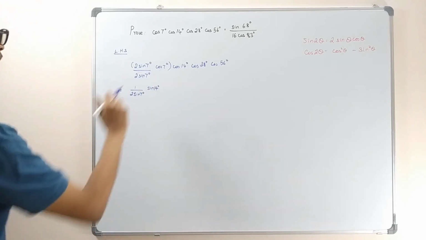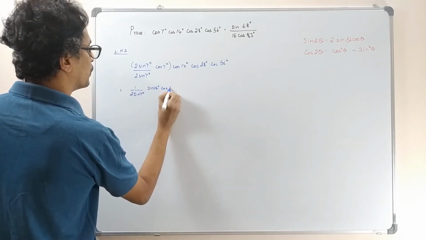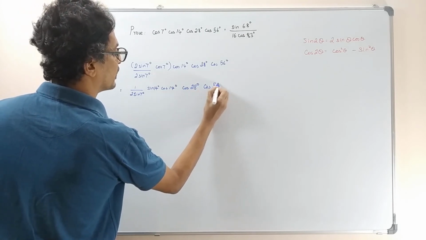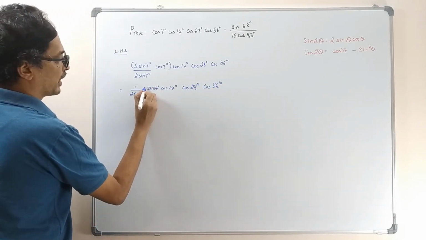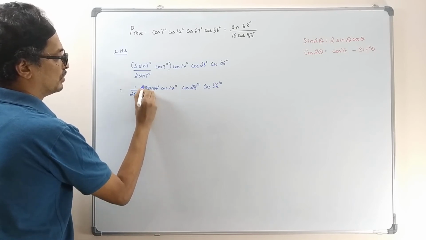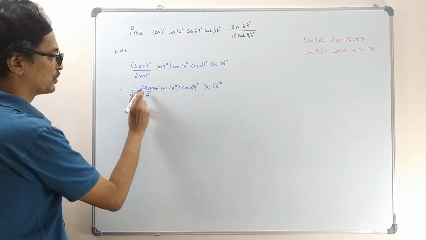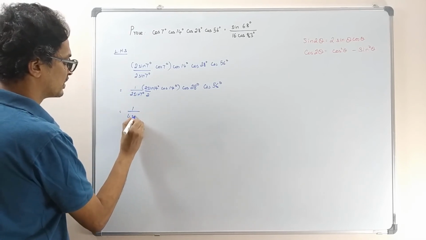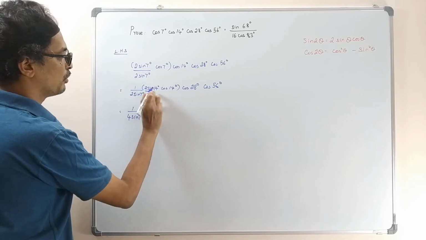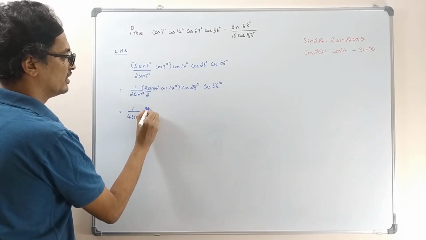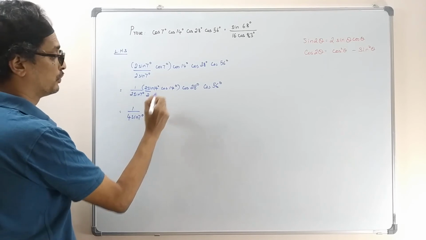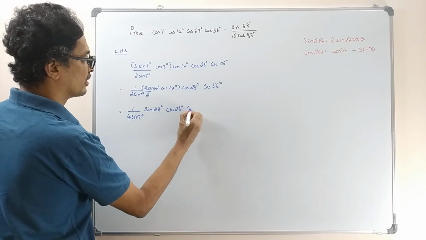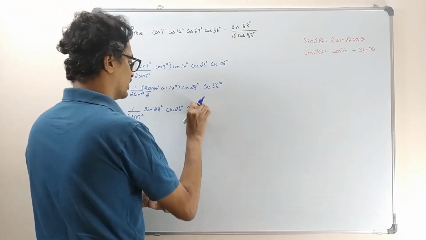So this became sin 14 degree, cos 14 degree, cos 28 degree, cos 56 degree. Now I am going to again multiply and divide by 2. So this will become 2 into 2, 1 by 4 sin 7 degree. This will be sin 2 theta, that is 2 into 14, that is 28 degree. And then I have cos 28 degree, cos 56 degree. Correct?